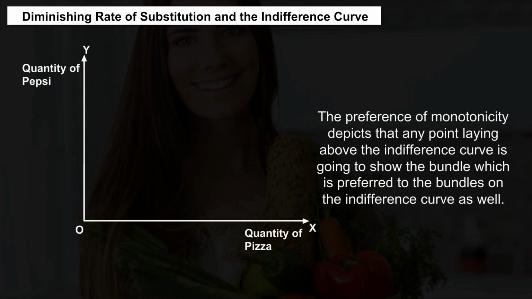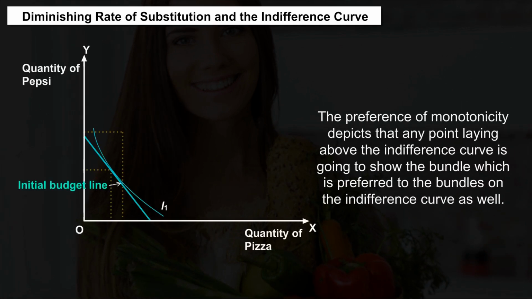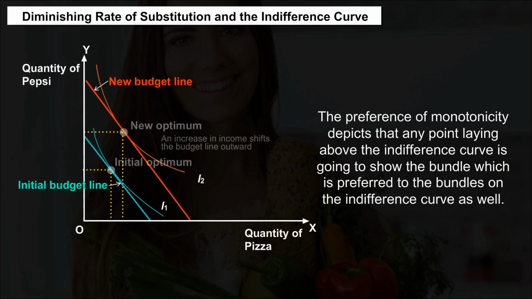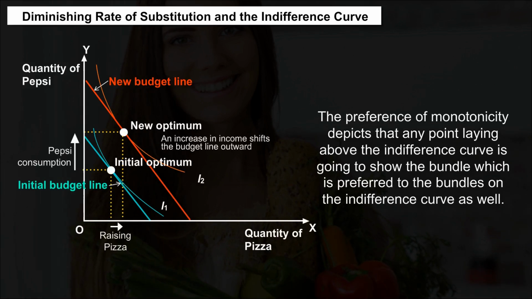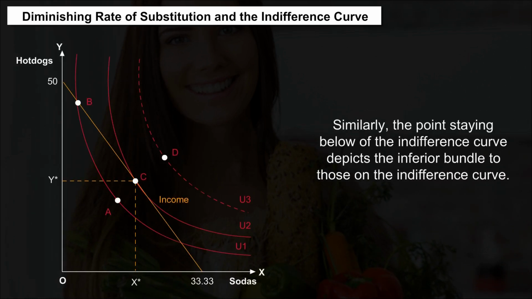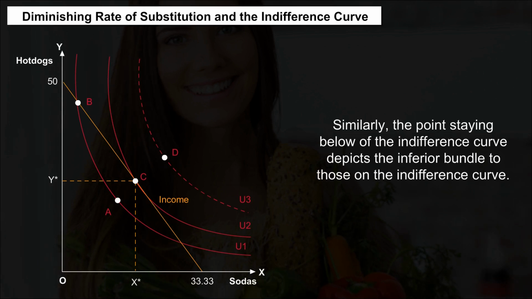The monotonicity of preferences depicts that any point lying above the indifference curve shows a bundle which is preferred to the bundles on the indifference curve. Similarly, a point lying below the indifference curve depicts a bundle inferior to those on the indifference curve.